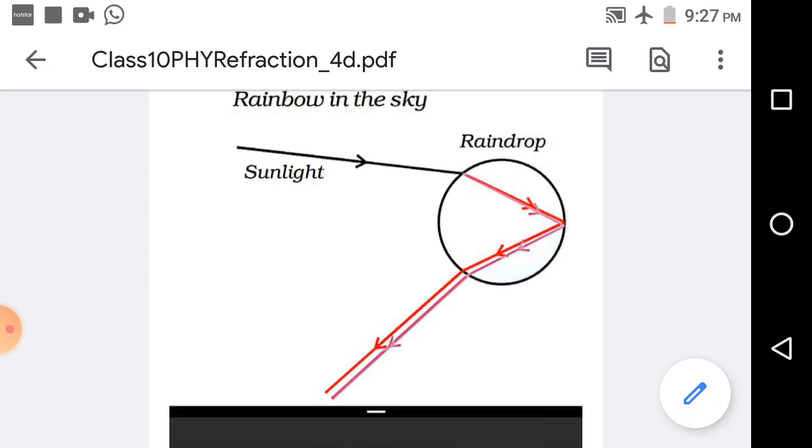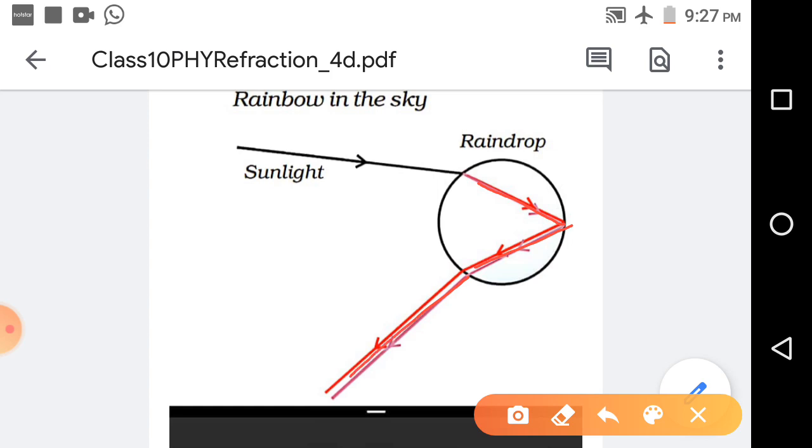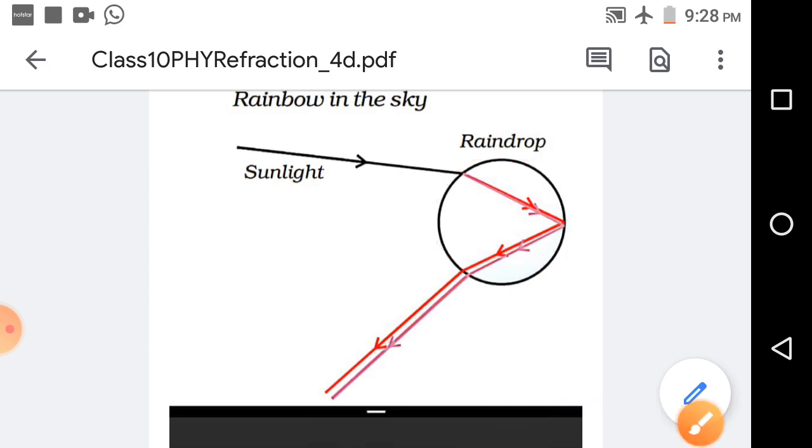So if the light ray is incident with an angle greater than the critical angle, then it will be reflected toward this. Then there is one more refraction. So inside the raindrop there is a phenomenon of total internal reflection.